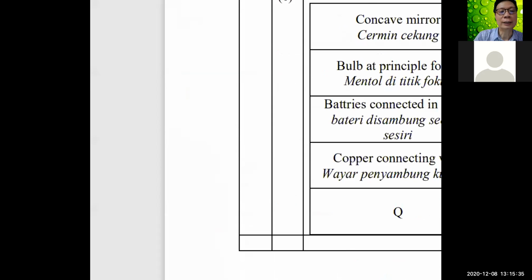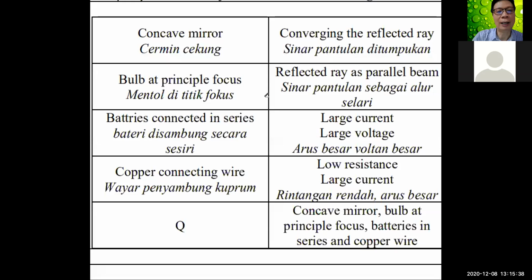Okay, the answer is here. Okay, come. I hope you can see. First, your suggestion is must use a concave reflector, concave mirror, to reflect the light. Okay, the reason is converging the reflected ray. Converge means you can focus the light, focus or make it parallel. Concave mirror is to converge the reflected light. Converge means you can focus the light.